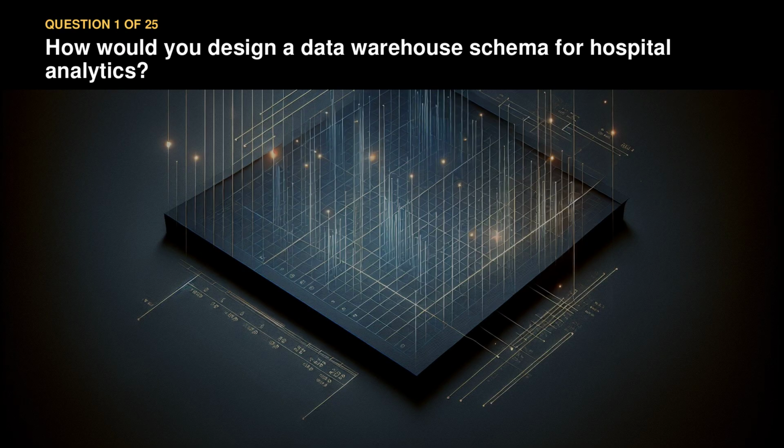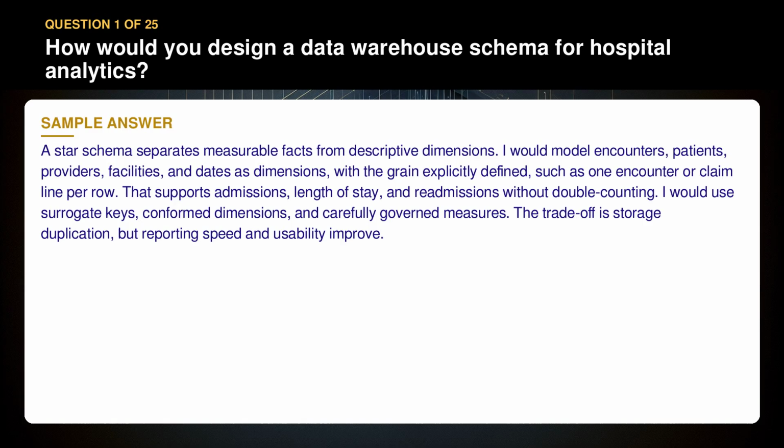Question 1. How would you design a data warehouse schema for hospital analytics? A star schema separates measurable facts from descriptive dimensions. I would model encounters, patients, providers, facilities, and dates as dimensions, with the grain explicitly defined, such as one encounter or claim line per row. That supports admissions, length of stay, and readmissions without double counting.